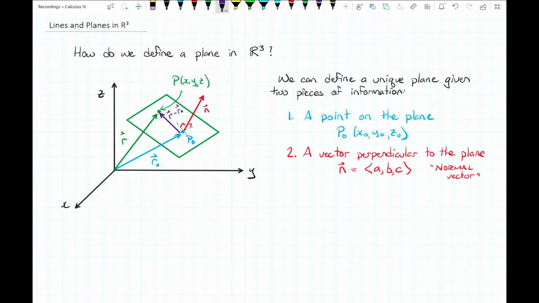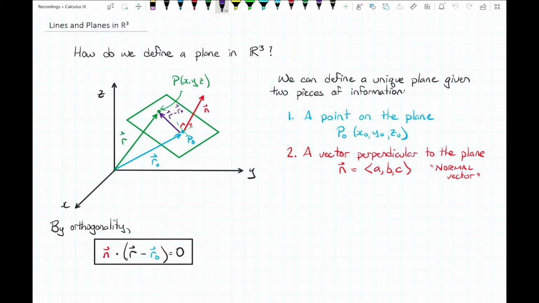And here's the handy part. That little vector, R minus R naught, since it is on the plane, by the definition of perpendicular with this normal vector, the dot product of n and R minus R naught must equal 0. And that gives us this beautiful equation. Any point on the plane P, x, y, z has a position vector R, and that position vector must obey this equation, n dot R minus R naught equals 0.